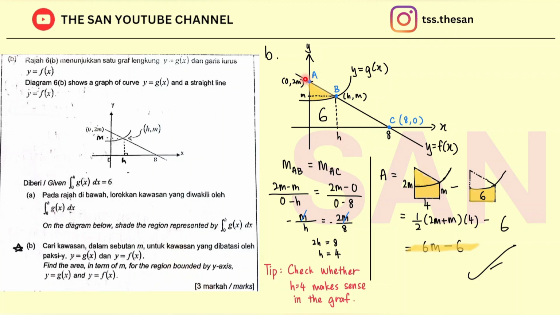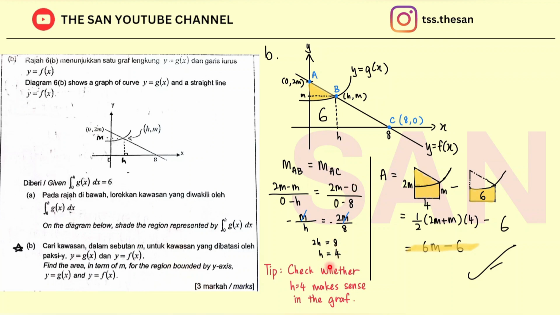To do this, this is a straight line, and this straight line passes through A, B, and C. So the gradient of AB is equal to the gradient of AC because they are on the same line. We just have to equate these two gradients together and use these three coordinates to form the equation, and you can find out the value of h.